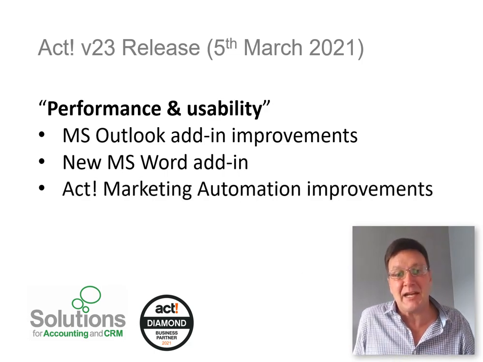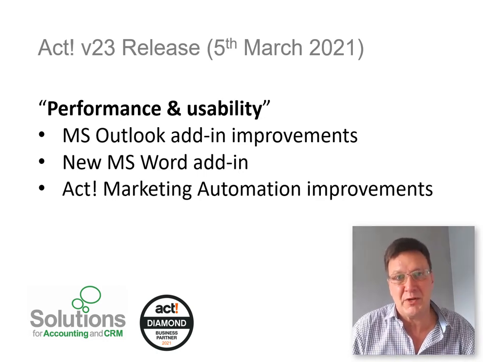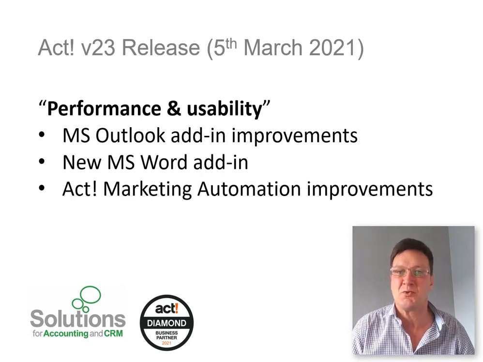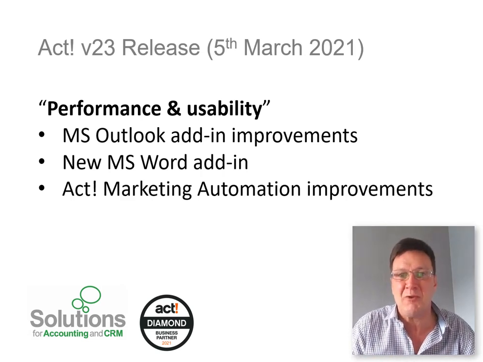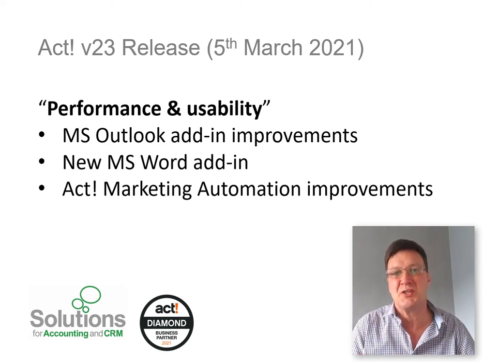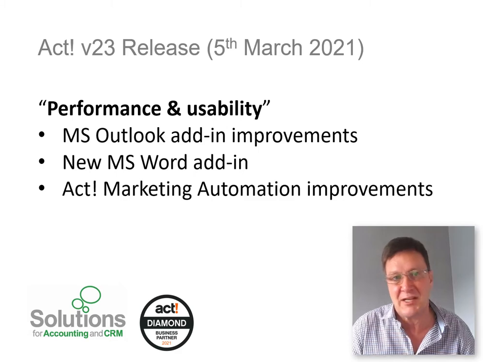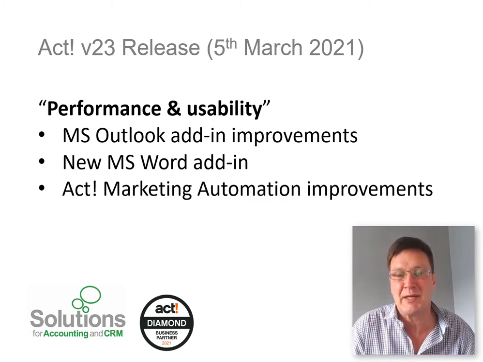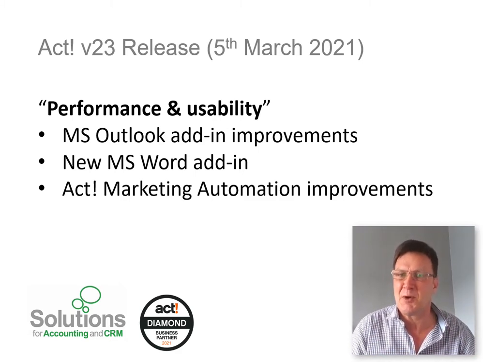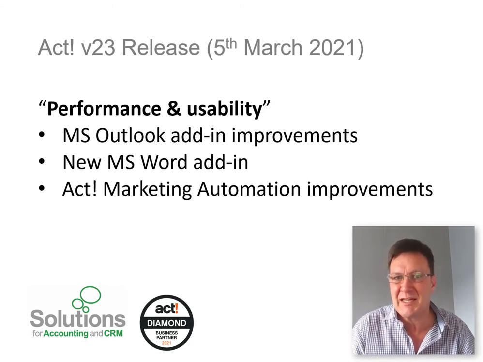The third area is ACT Marketing Automation. This is a core part of the product now. It's been in the product for a few years, but with every version there's always a bundle of new features that enrich the capability of ACT Marketing Automation. So whether you're just using that to send out bulk emails like a newsletter or something on an ad hoc basis, or whether you're in fact using it as part of a much more complex and sophisticated drip marketing or automated marketing campaign structure, there are some new features in there that I think will be useful to most users of that product. So we'll look at that as well.